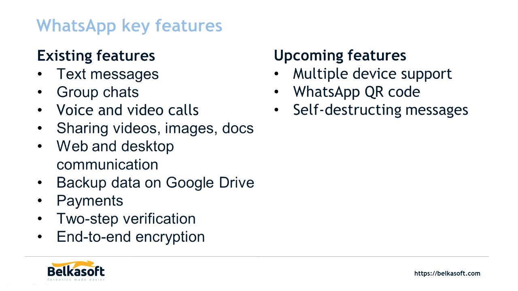There are also such useful security features like backup data in cloud services, two-step verification, and end-to-end encryption, which we will cover later. WhatsApp is evolving all the time, and recently they released the new feature Payments, which is available only in Brazil for now. The other upcoming features which can be of importance for digital investigators include multiple device support, when a user will be able to launch an app on several devices simultaneously, WhatsApp QR code, with which users will add contacts by scanning a QR code, and self-destructing messages, the functionality similar to what Telegram and Signal apps have.